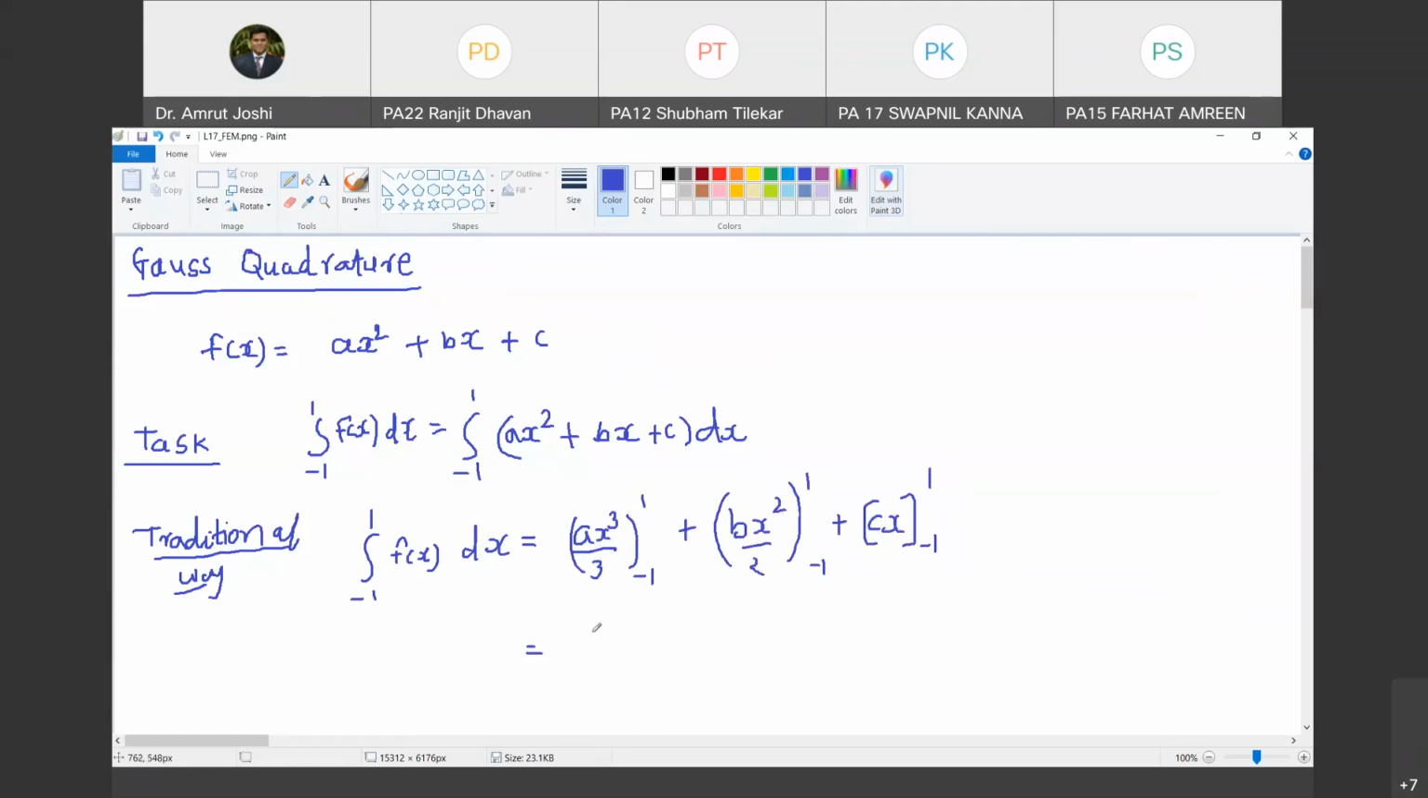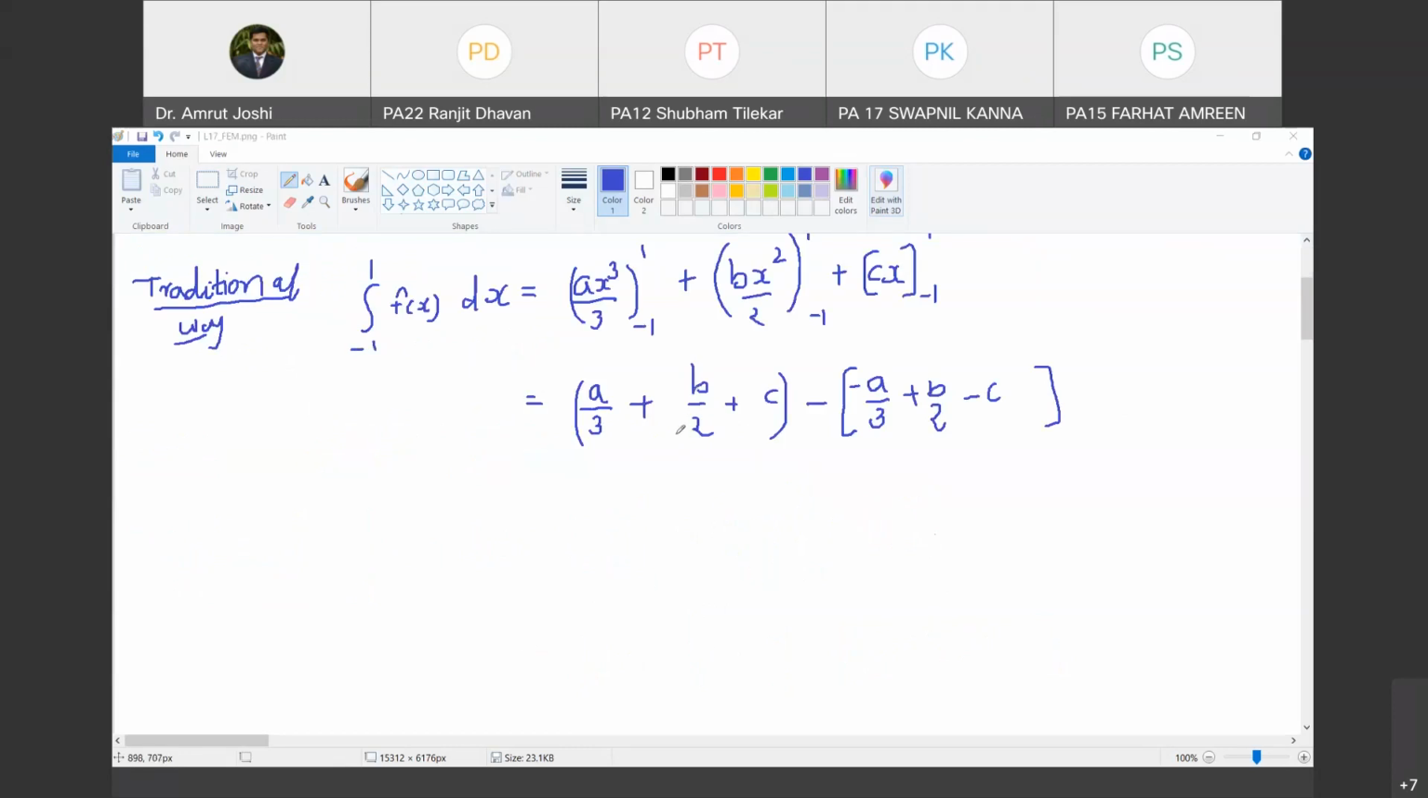So what is the integration? Let us put that. If I put 1 in the first term, it becomes a by 3. Happy? In the second term, if I put the upper limit, it becomes b by 2. And in the third term, if I put the upper limit, it becomes c. Minus these quantities with the lower limit. If I put -1 here, -1 cube is -1, so it becomes minus a by 3. Agreed? Yes, sir. Then if you substitute -1 in the second term, it becomes -1 square, which is 1, so it becomes plus b by 2. And in the third term, if you substitute -1, it becomes minus c.